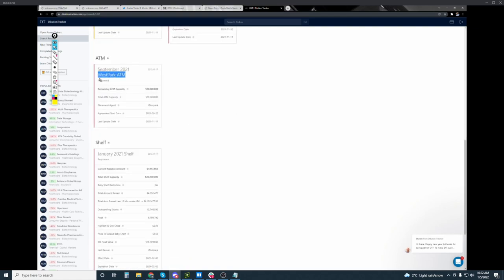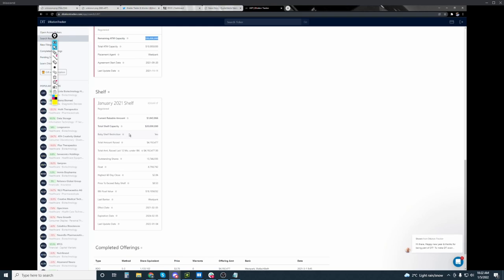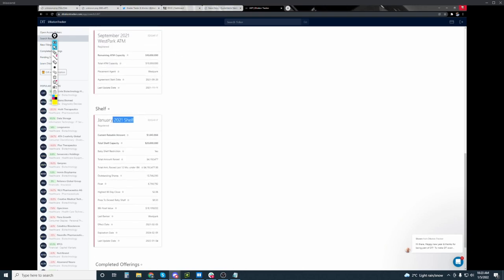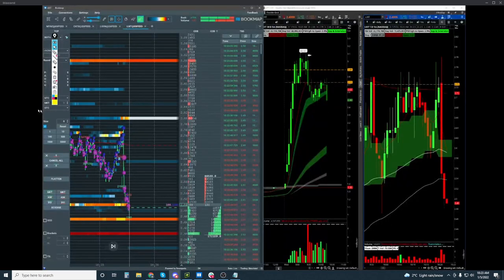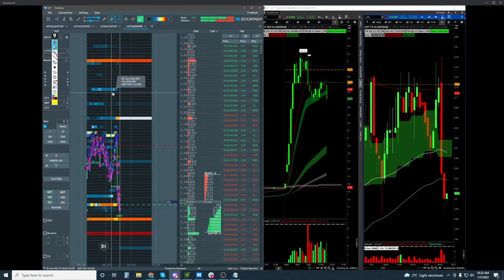What I like over here is that we have a West Park ATM. ATM means the capacity to dump at the market, okay? At the market means whenever they want. And they can raise 10 million, all right? Over here, 10 million. Also, being under baby shelf, they have only 1.8 million currently raisable through shelf, all right? This is an S3. If it were a foreign company, you would have an F3. So now let's get back to our price section.